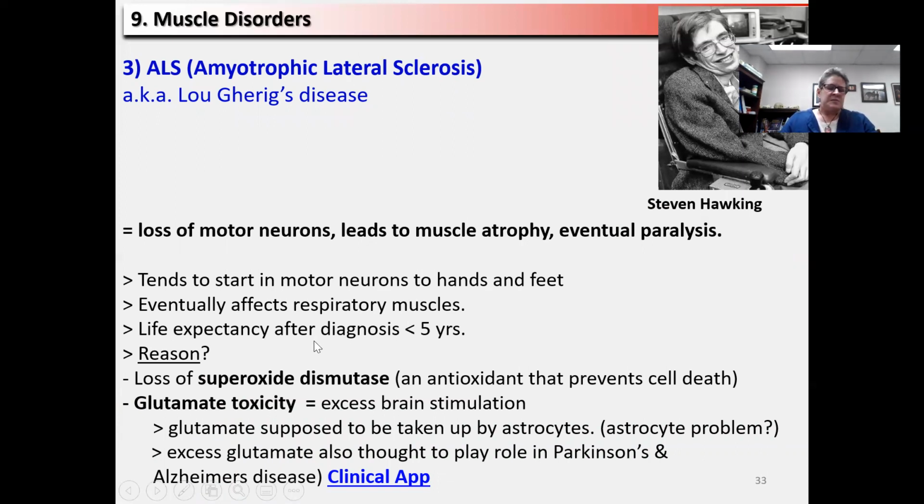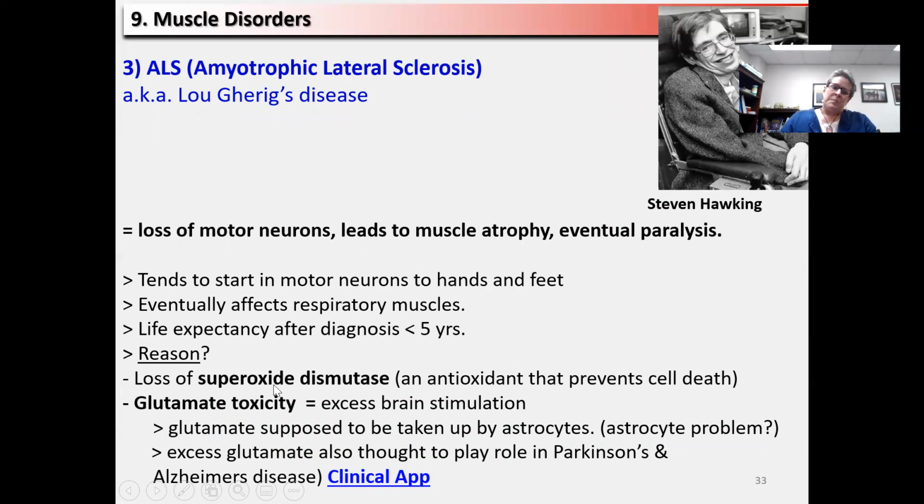Life expectancy after diagnosis is usually 5 years or less. Now, I have a picture of Stephen Hawking here because he was diagnosed with ALS, but he survived for decades longer than the prognosis given him, and we still don't know why. We still need to know a lot about this disease.